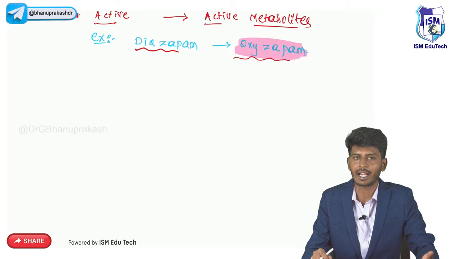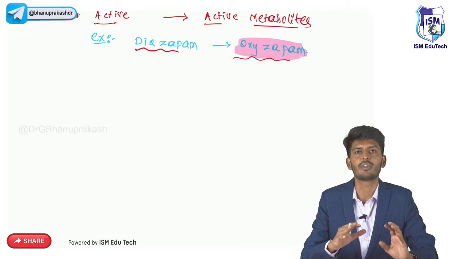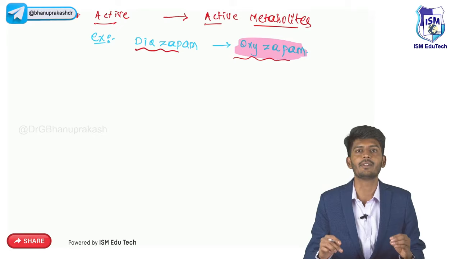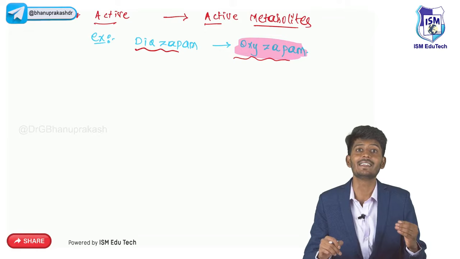So, when you are using diazepam, these metabolites are also excreted by the liver, and this drug can go to toxicity very easily. So, you need to be very careful when you are using benzodiazepines in elderly patients, because easy toxicity and excessive sedation can occur in patients of elderly age.